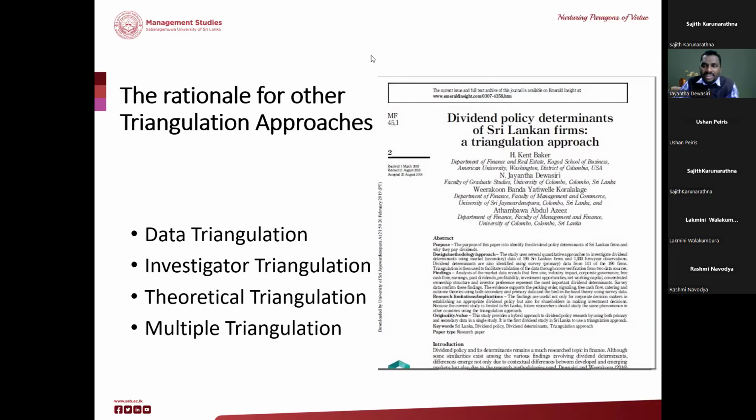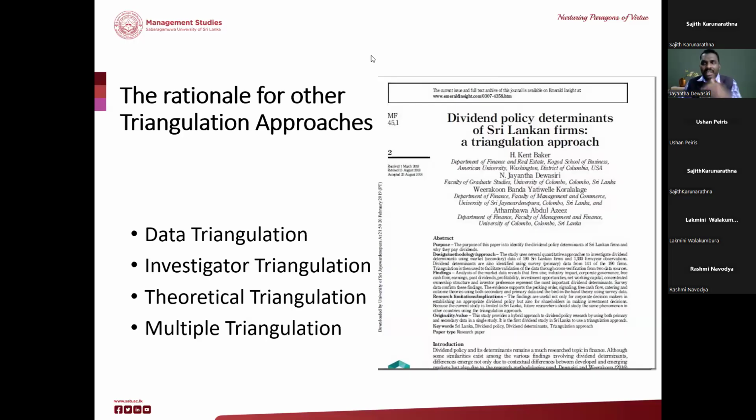Remember one thing: the reason to use theoretical triangulation is that there are multiple theories with the same set of assumptions, not different sets of assumptions. So in theoretical triangulation, you cannot triangulate theories with different sets of assumptions. For an example, without taking much time, I'll explain.